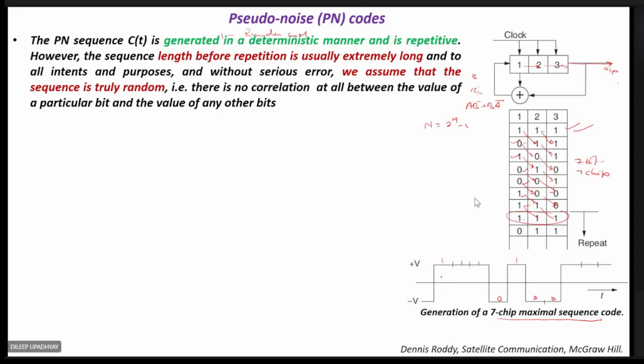So in graphical form, if we represent it in NRZ form, converting it to bipolar, 1 is represented by plus volt and 0 is represented by minus volt. So it can be written like this.